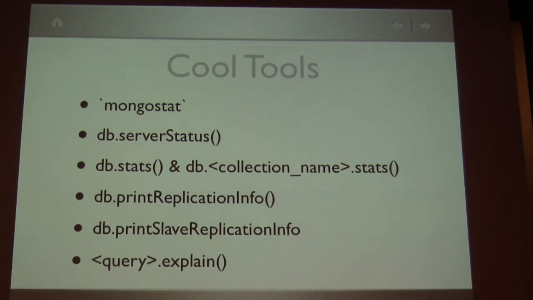MongoStat is kind of like top for Mongo. DB.serverStatus is pretty awesome, too. It tells you what your replica sets are looking like, and just how healthy it is. On any given query, you can run an explain to see what it's actually going to try to do. And on your queries, if you want to enforce that it leverages an index, and in what order, you can provide hints as well.